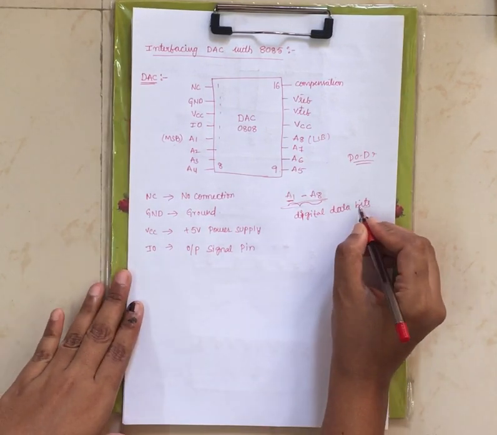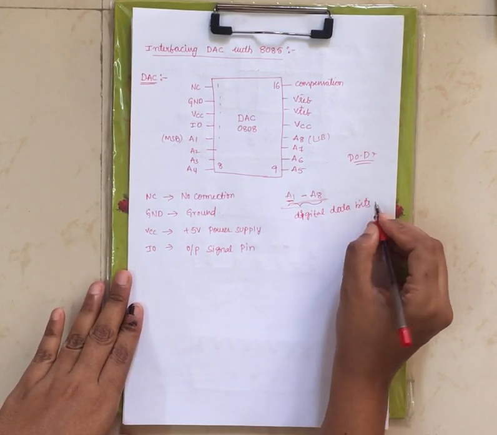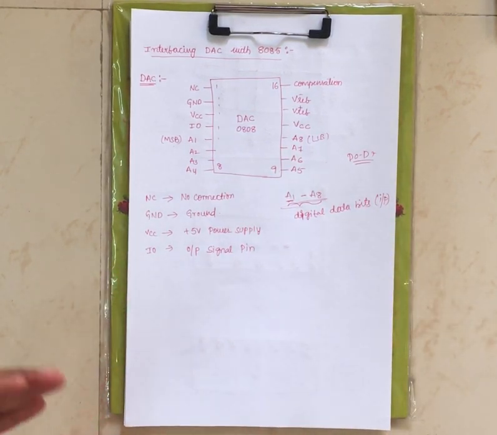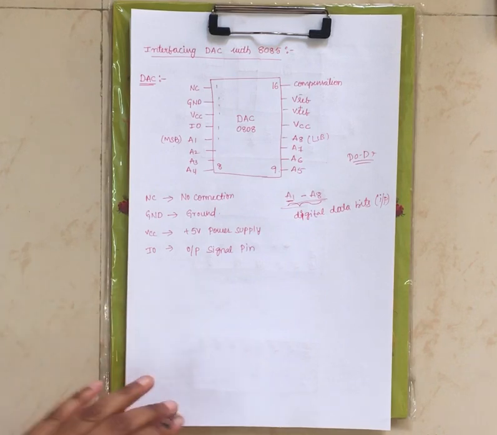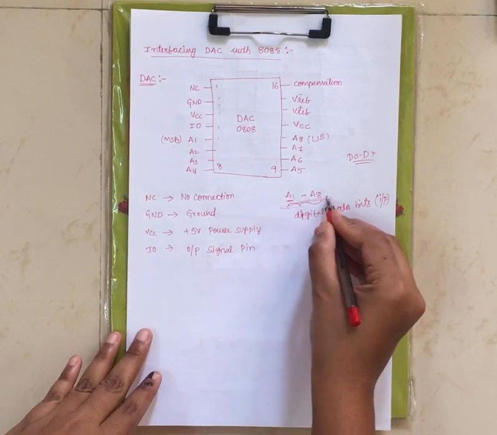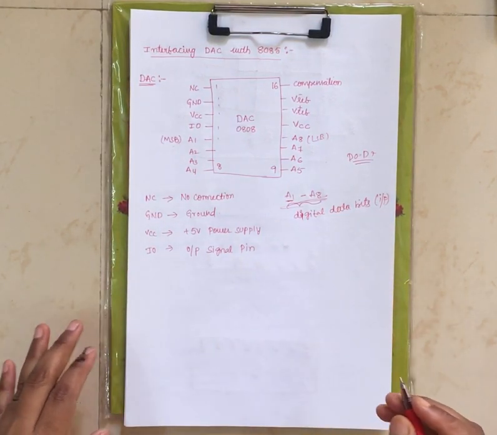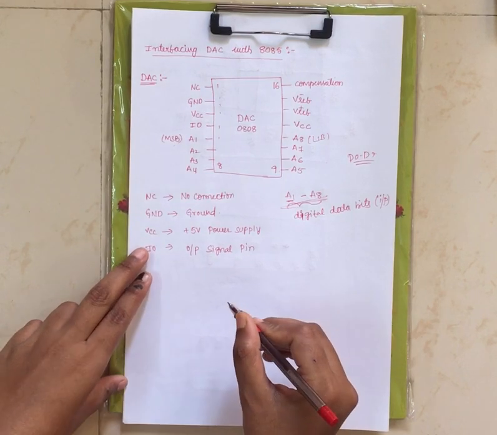Now these are digital data bits, in brackets nothing but input bits. In order to convert a particular signal to analog, some input has to be provided. That input is provided through these pins A1 to A8.